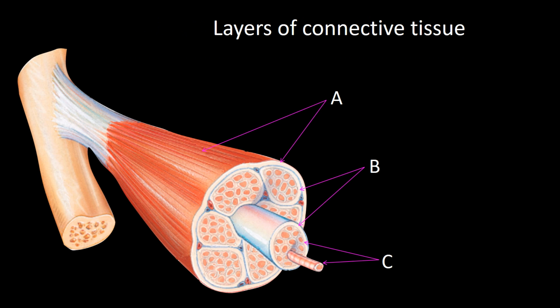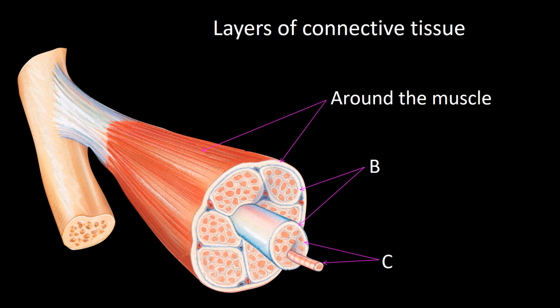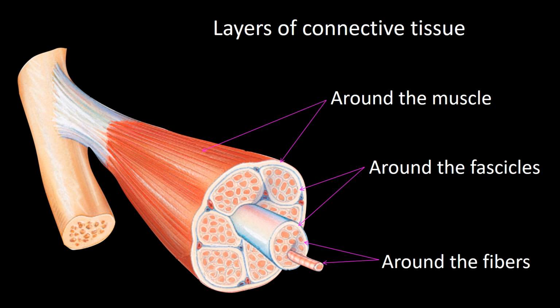This is a cartoon. In it, you can see a transverse cut of a muscle. The muscle is attached to a bone. The letters A, B, and C indicate different connective tissue layers. A corresponds to the layer of connective tissue around the whole muscle. B corresponds to the connective tissue layer around the fascicles. And C to the layer of connective tissue around the muscle fiber.